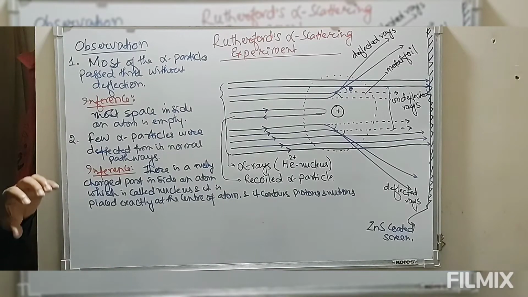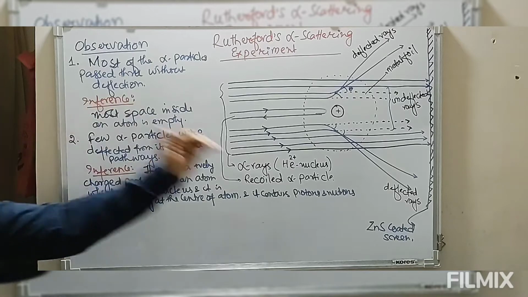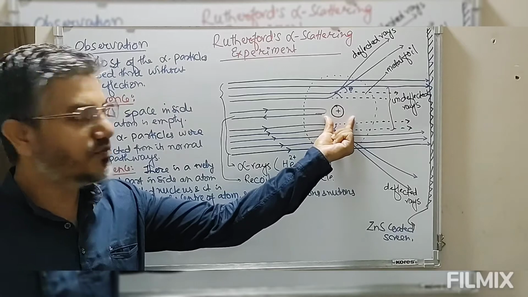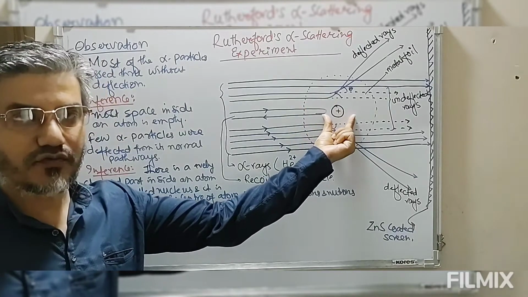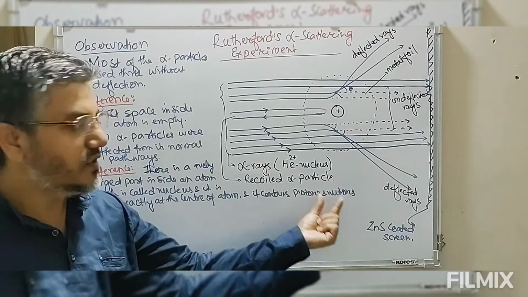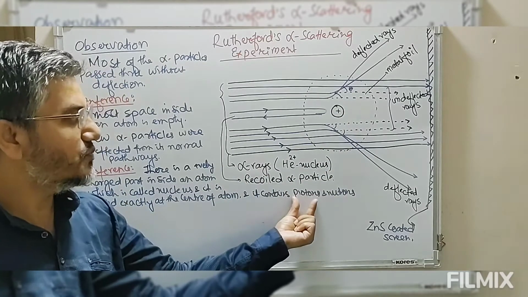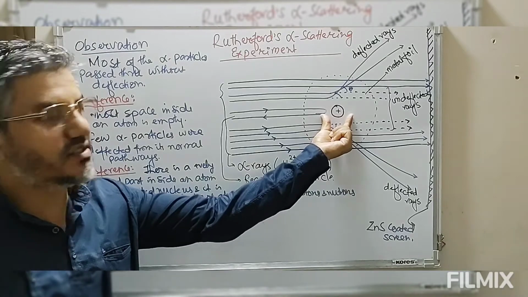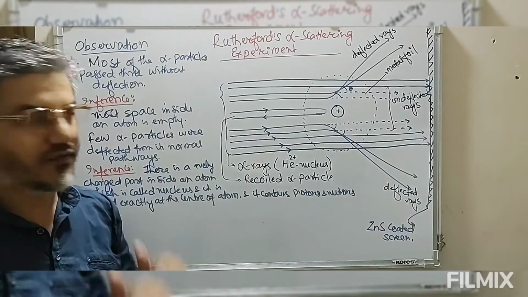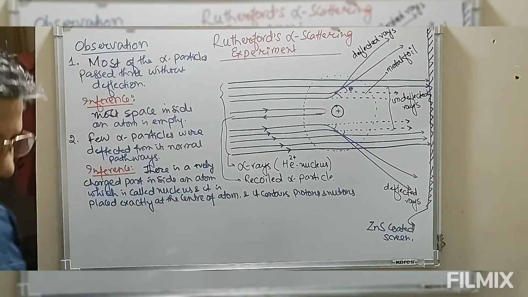So deflection is due to the presence of a positive part inside the atom. This positive part is placed exactly at the center of the atom, and inside this positive part we have protons and neutrons. Neutrons are uncharged, protons being positive, so this nucleus is positively charged, and because of this, these alpha particles were found to deflect from their normal pathway.